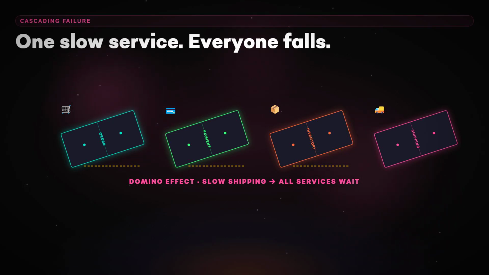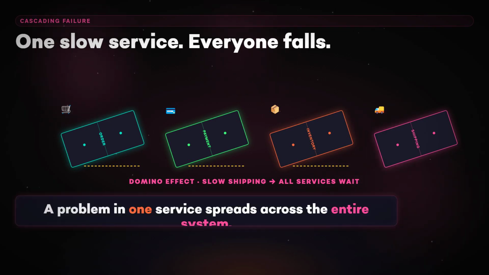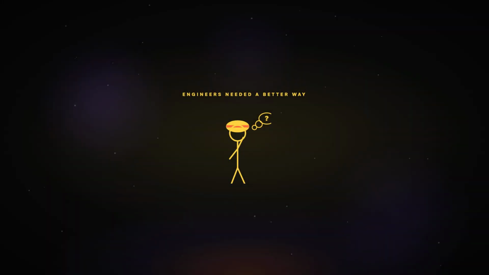A problem in one service spreads across the entire system, like a row of dominoes falling one after another. This is called cascading failure in system design. And large scale systems try very hard to avoid this situation. So engineers needed a better solution, right?